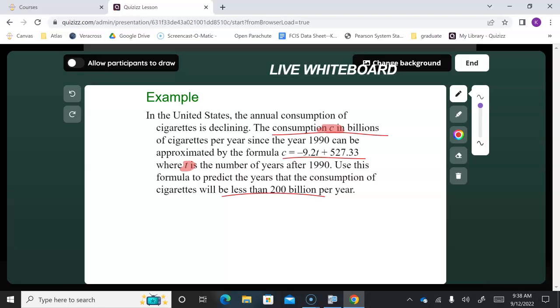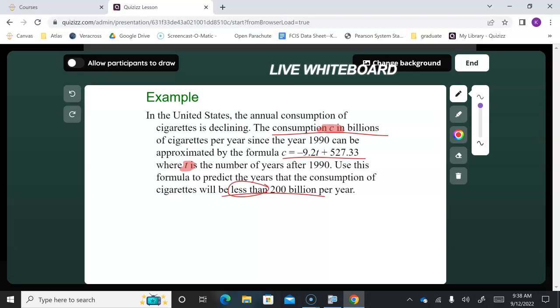I need to make 2 changes to this formula to model this inequality. And again, I know it's an inequality because it has this phrase less than. What 2 changes do I need to make? I need to change the equal sign to an inequality. What else do I need to do? I can only solve. I have 2 variables.